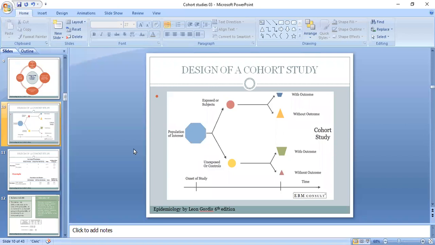Now the design of a cohort study. The cohort study is started when the investigator selects the population of interest and then further divides this population into exposed and unexposed groups based on the risk factors, and then follows up over time to find out who develops the outcome and who doesn't in both the exposed and unexposed groups. It moves in a forward direction from exposure to outcome.